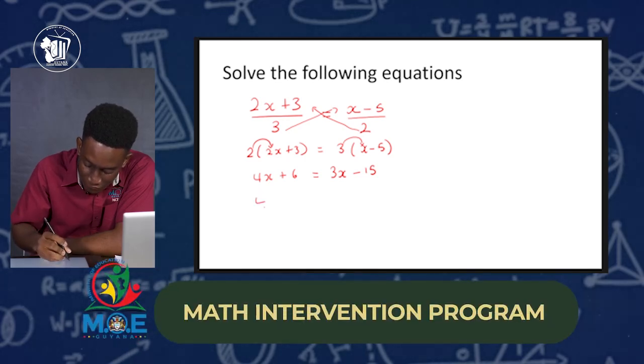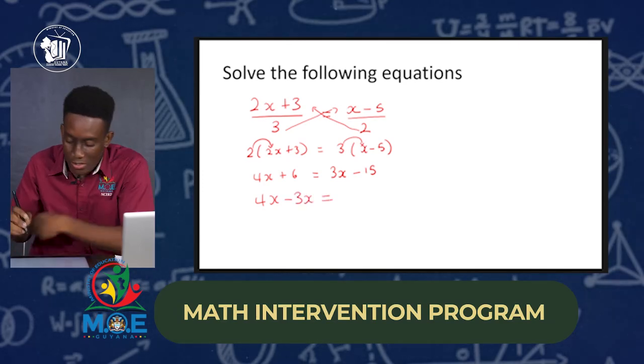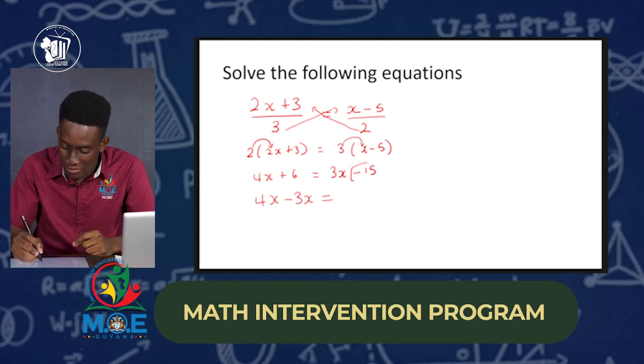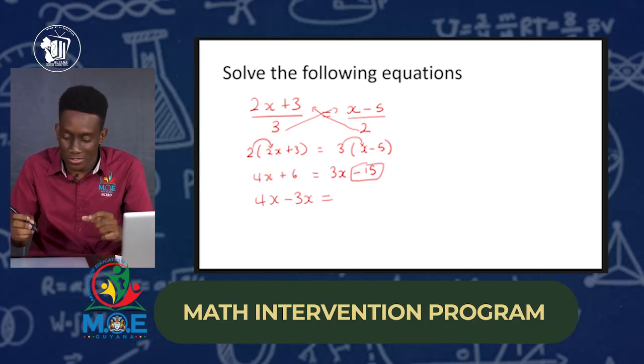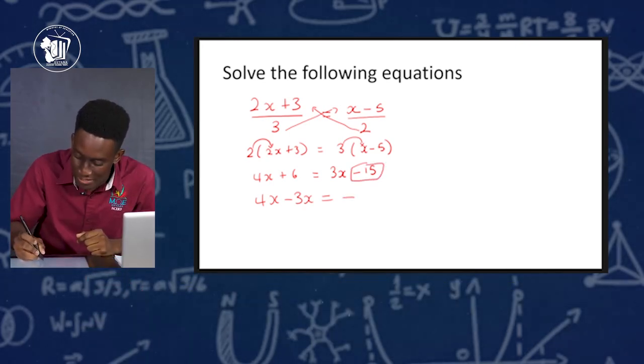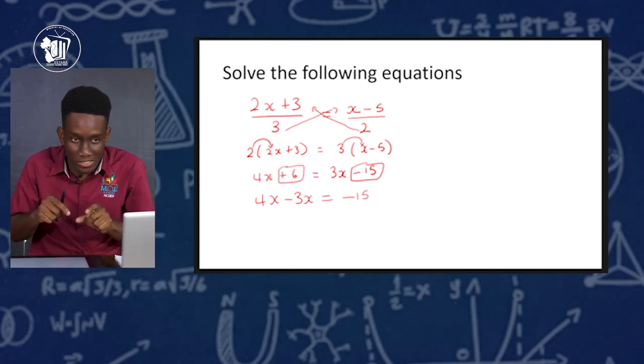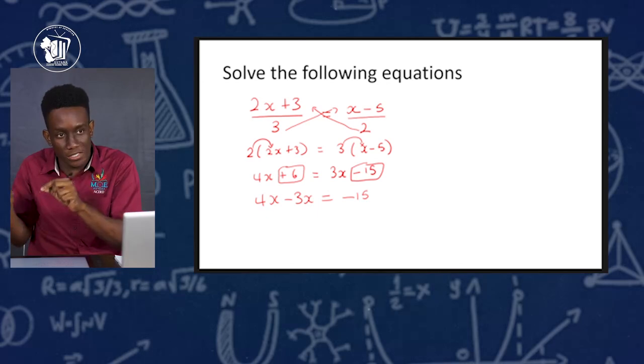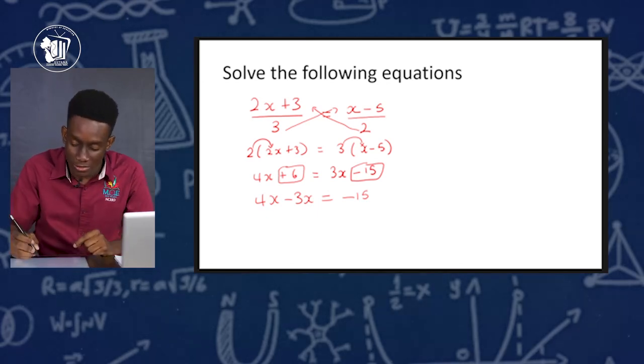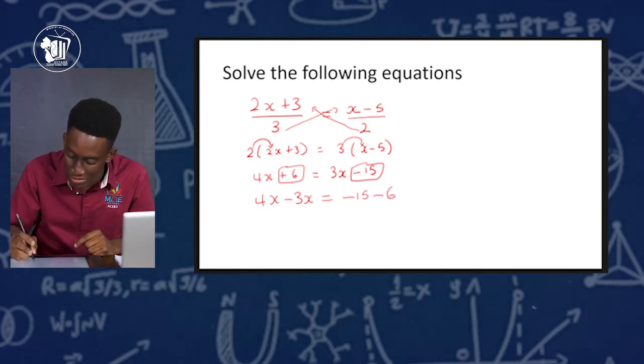So we'll have 4x subtract 3x is equal to, now we have to be careful with the signs here. So we're left with minus 15. And when we take over this plus 6, it will become the opposite. It's adding, so when we take it over, it will subtract. This will become subtract 6.